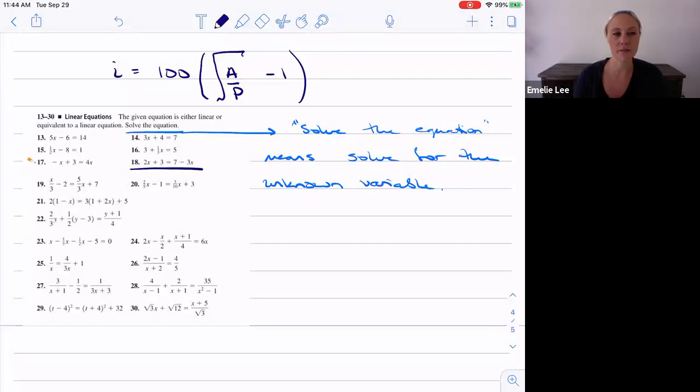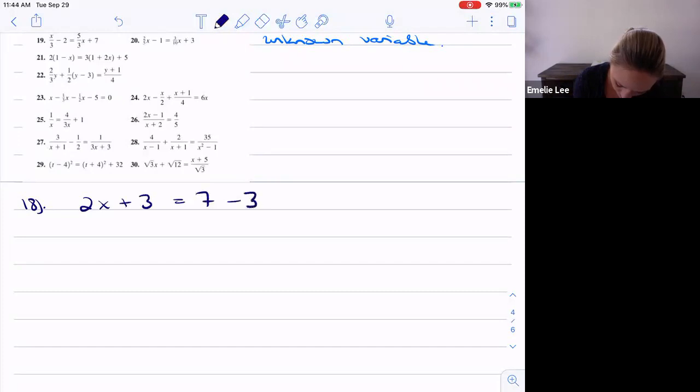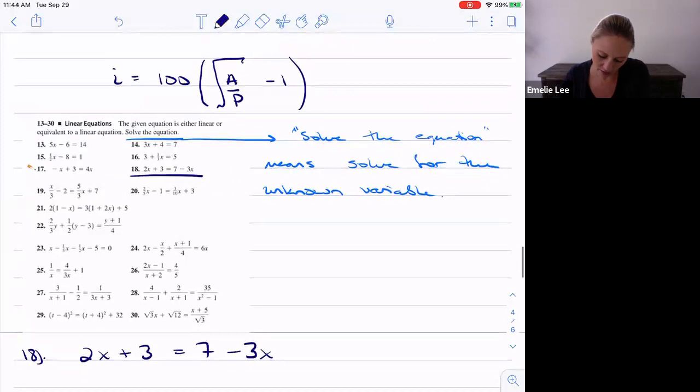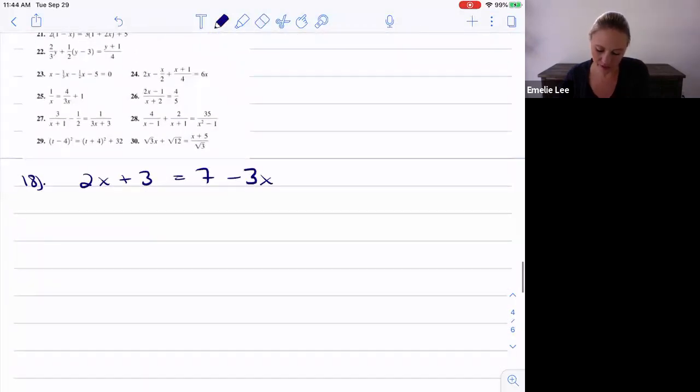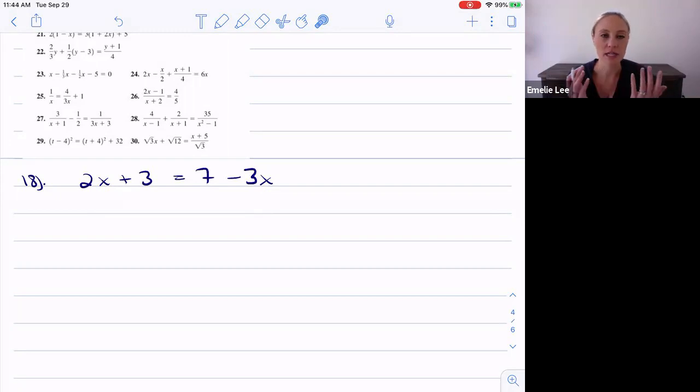Let's do 18. So 18 has 2x plus 3 equals 7 minus 3x. If I have to solve this equation, what I'm solving for is the x. There are two x's, 2x and negative 3x, but with a little bit of work, I can collect like terms and I can solve for 1x.